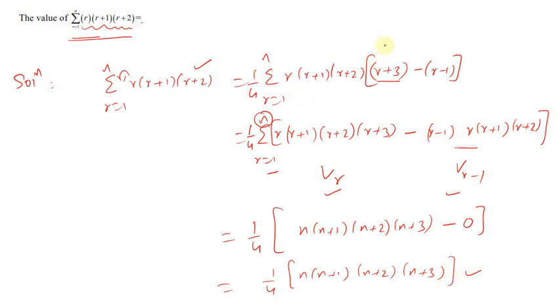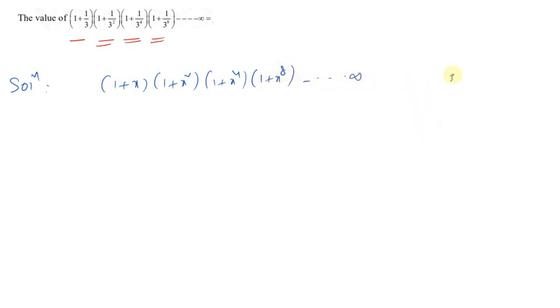Okay. Next, move to the next question. The value of (1 plus 1 by 3), (1 plus 1 by 3 square), (1 plus 1 by 3 power 4), (1 plus 1 by 3 power 8). Okay, 1 by 3 is common. Now let me write the expression like this: (1 plus x), (1 plus x square), (1 plus x power 4) and (1 plus x power 8), and so on up to infinity, where x equals 1 by 3. Am I right?